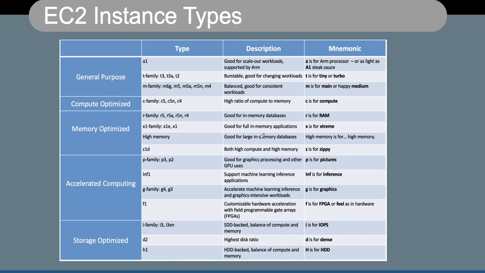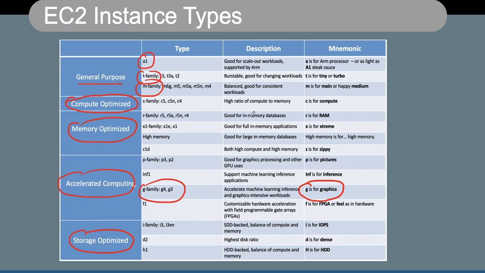So let's have a look at the different instance types which are available. They have something called general purpose, which is typically the A1 family, T family, and M family. Then there are instances which are compute optimized, memory optimized, accelerated computing, as well as storage optimized. Depending on your particular application, you can choose a different type of instance. If you're doing some graphics-heavy work, you can go with instances which are typically for graphics, the G family instances.